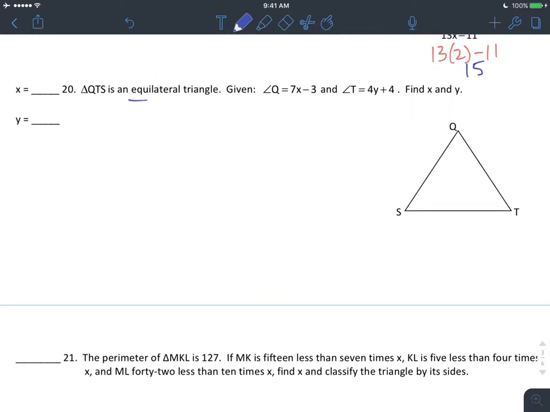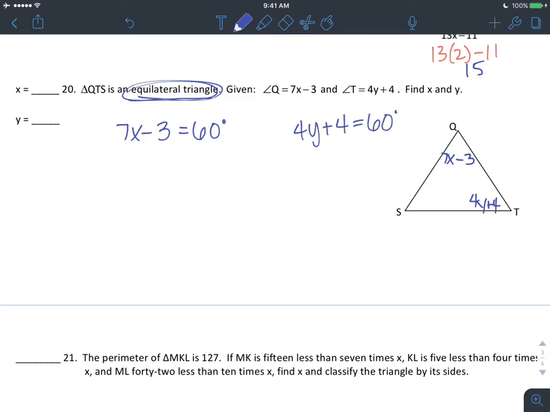All right, we have an equilateral triangle. So angle Q is 7x minus 3, and T is 4y plus 4. Since it's an equilateral triangle, we know that all the angles are equal to 60 degrees. So 7x minus 3 equals 60, and 4y plus 4 equals 60 degrees. So we're just going to solve like normal.